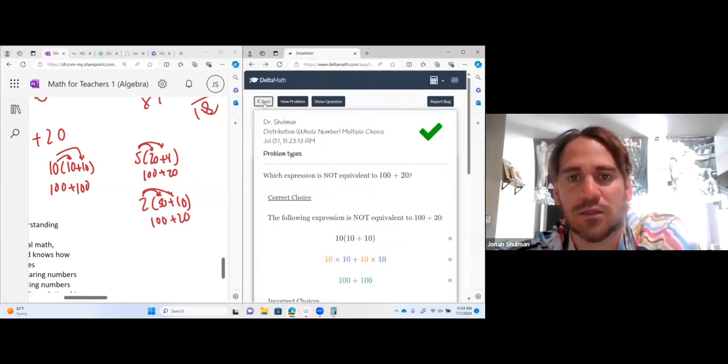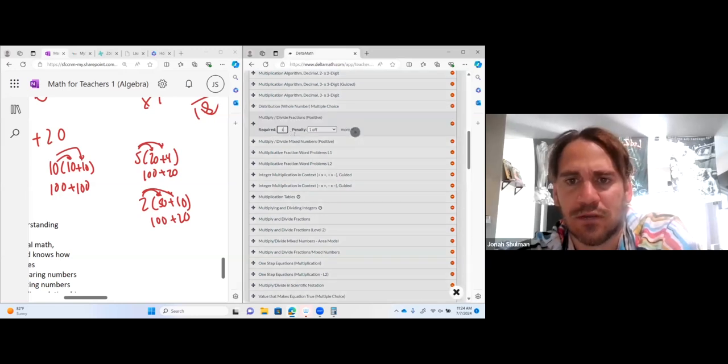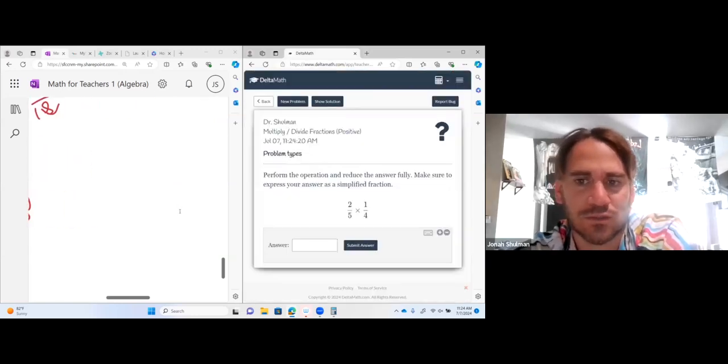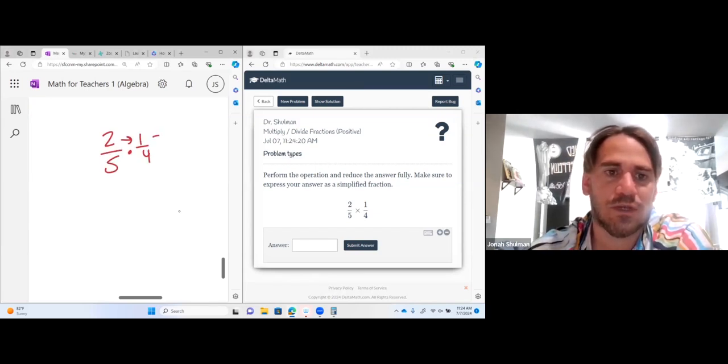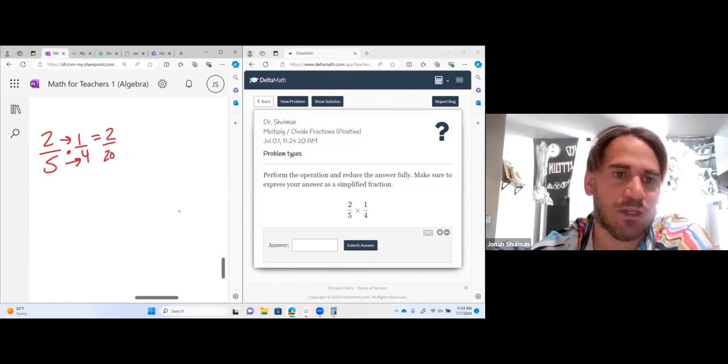All right, let's go back. See what's next. All right, let's multiply and divide some fractions. Reduce it fully. So I'll show you a bunch of ways to do this. 2 times 5 times 1 times 4. 2 times 1 is 2. 5 times 4 is 20. And we can simplify this by dividing both by 2. Get the answer of 1/10.